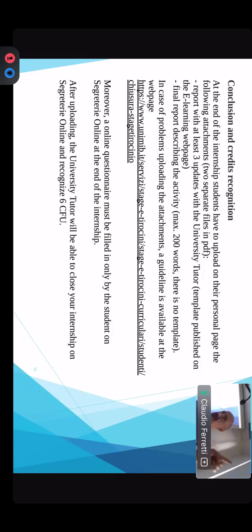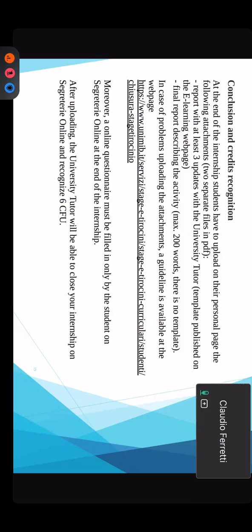Okay, so the set of links you can visit will be on the slides we will make available at the end. Even in this case, you will have to upload the required short documents, the list of updates, 3 updates, and the short report. Okay, so this is similar. Both cases, a company or Bicocca, are quite similar. At the end, the university tutor will approve the acquiring of 6 credits.